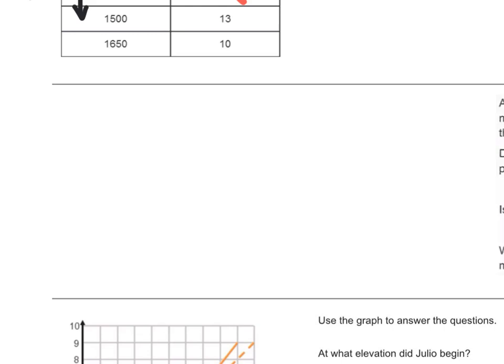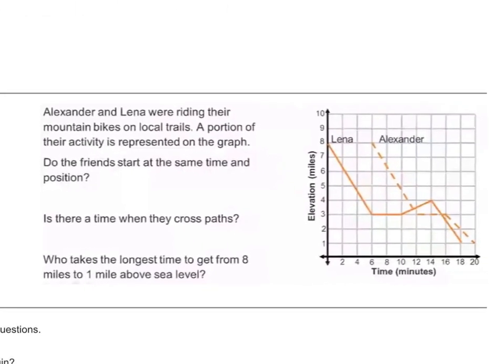All right. Let's take a look at the next one. It says, Alexander and Lena were riding their mountain bikes on local trails. A portion of their activity is represented on the graph. So here you've got Lena's graph, and then on the dotted one you have Alexander's graph. It says, do the friends start at the same time and position? Well, if I look at this, at time 0, Lena has an elevation of 8. That's a pretty significant elevation, right? 8 miles. Riding a mountain bike, 8 miles up.